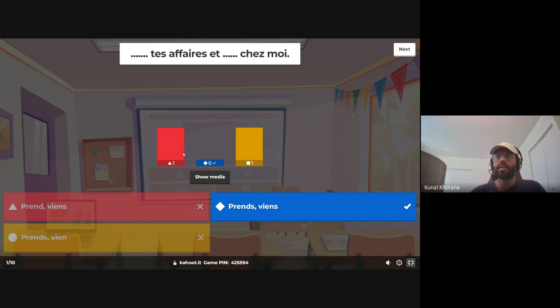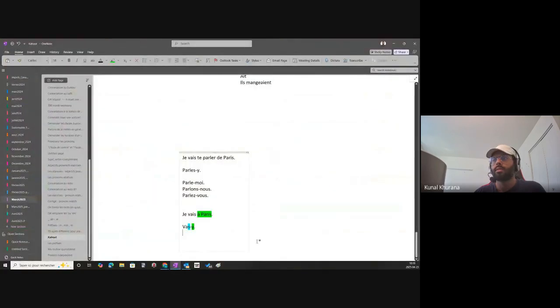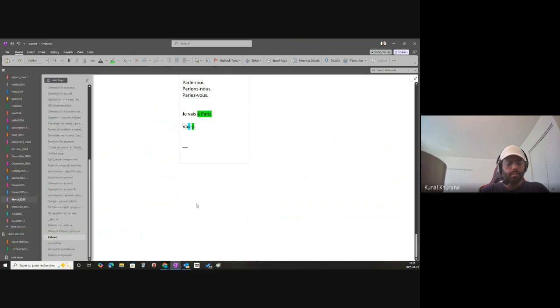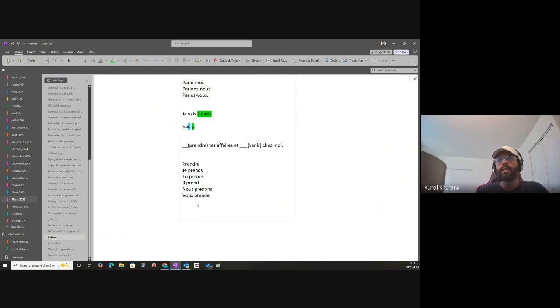Okay, let's take this example first. These are the verbs that are used. First of all, we will look at the conjugation that we can do. Je prends, tu prends, il prend, nous prenons, vous prenez, ils prennent.